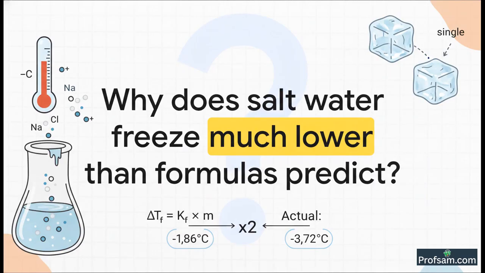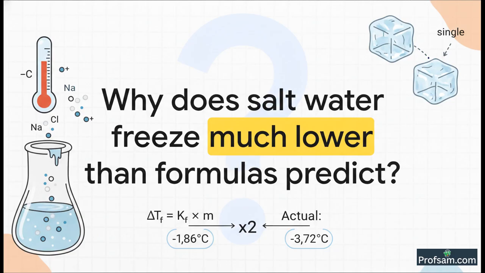So, let's start with a simple question. Now, you all remember colligative properties, yes? These are the properties that depend only on the number of solute particles, not what they are. We have a very reliable formula for one of these properties, freezing point depression. But when we use this formula for a simple salt solution, the result is strange. The measured freezing point is almost double what the formula predicts.